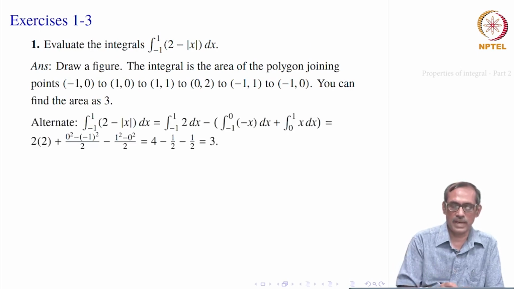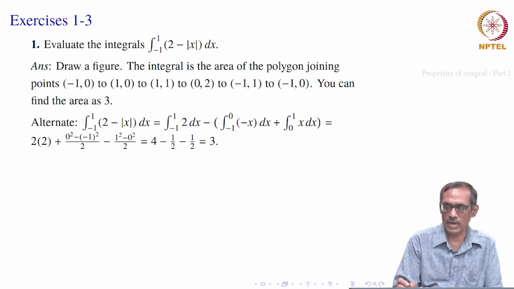You can also do it directly through the integration. Integral from minus 1 to 1 of 2 minus mod x dx equals integral from minus 1 to 1 of 2 dx minus integral from minus 1 to 1 of mod x dx. Now, the integral of mod x from minus 1 to 1, we can break into two integrals, minus 1 to 0 of mod x and 0 to 1 of mod x. In minus 1 to 0, mod x becomes negative x. So, it is minus x, and in 0 to 1 mod x is x. Now, if you just evaluate them using our earlier formula, you also get back the answer as 3.